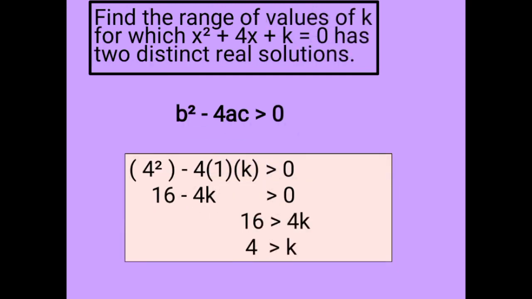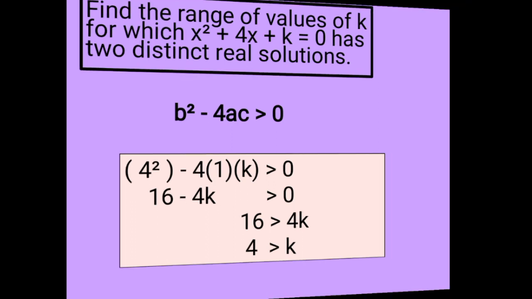Find the range of values of k for which x squared plus 4x plus k equals 0 has two distinct real solutions. So for two real solutions, b squared minus 4ac is greater than 0. Here a equals 1, b equals 4 and c equals k, so it's 4 squared minus 4 times 1 times k is greater than 0. 16 minus 4k is greater than 0. 16 greater than 4k gives us k less than 4. So, for any value of k less than 4, this equation will have two distinct real solutions. Since b squared minus 4ac is greater than 0 involves an inequality, the final answer will also be an inequality.